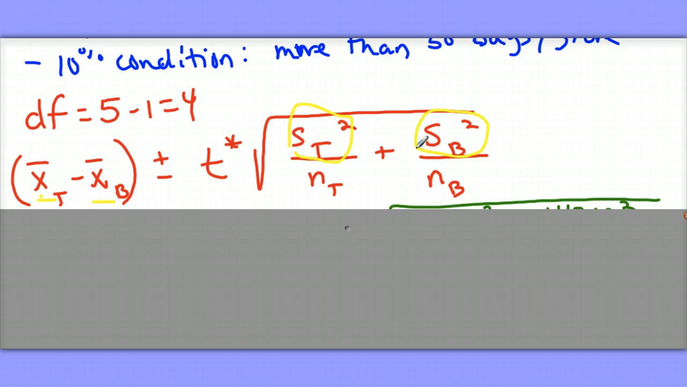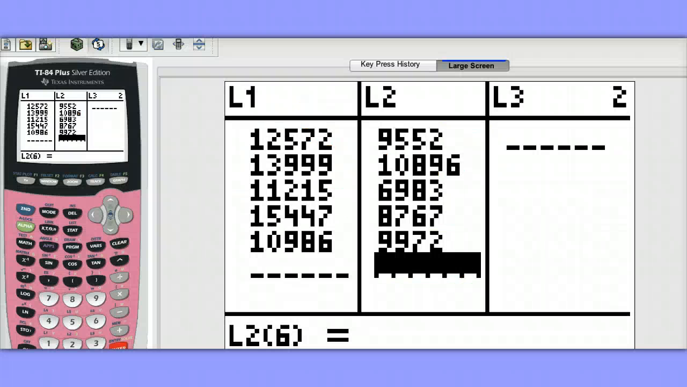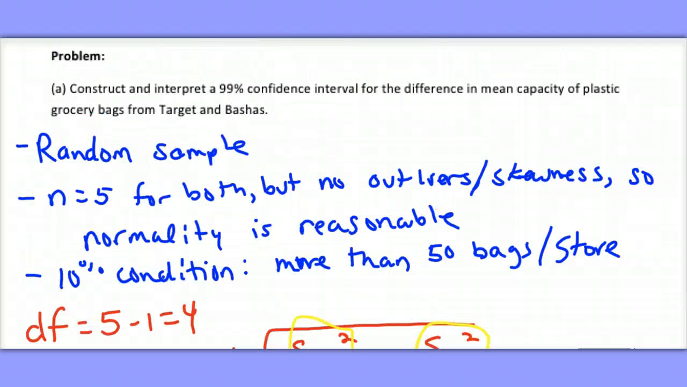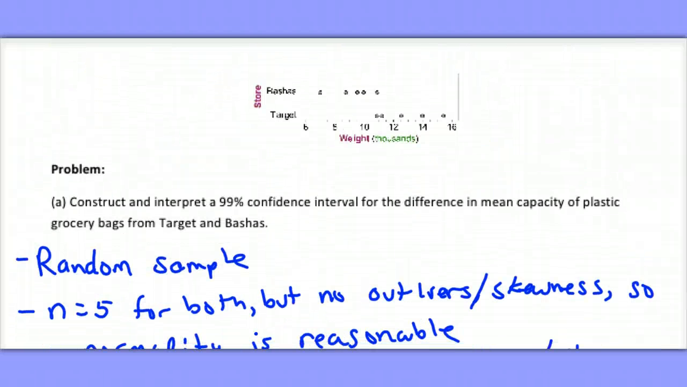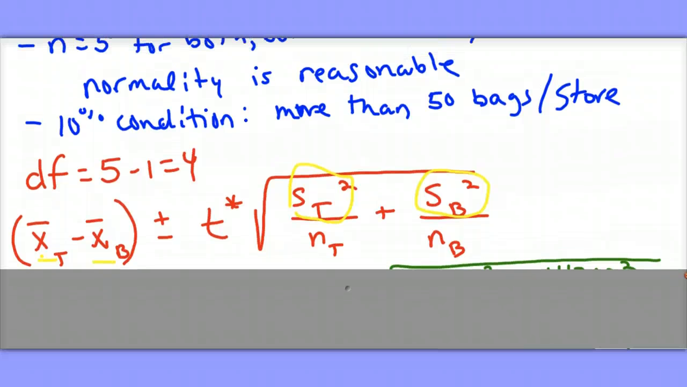I'm going to pause this and do that with my calculator, and you can do that with your calculator as well. So Mrs. Neville, this is where you need to pause the video for a second so the students can enter the data in their calculators. So students, this is what you should have in your calculators. In list 1, I listed the first set of data, which was for Target, and in list 2, I listed the second set of data, which was for Bashaw's.